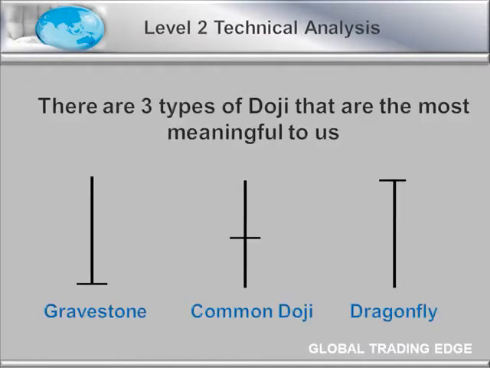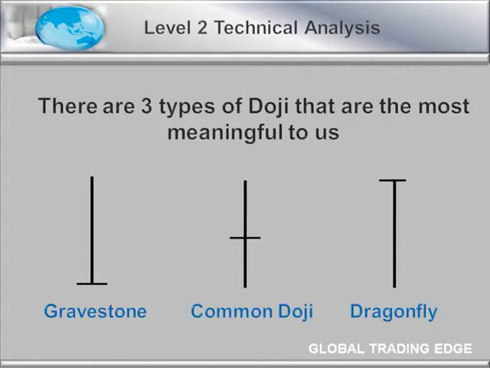There are three types of doji that are the most meaningful to us. The first one is a gravestone. As you can see here, we've actually got a price bar, the high and the low. At the low, you can see it opened at the low and it closed at the low. That is what we call a gravestone.